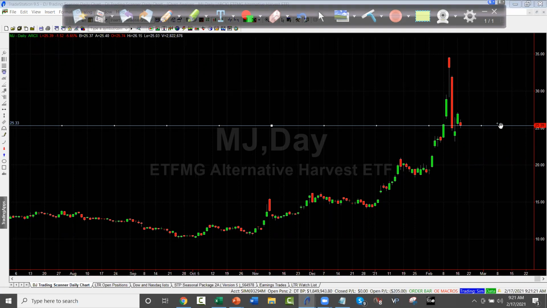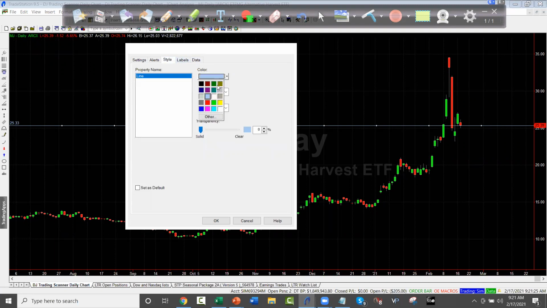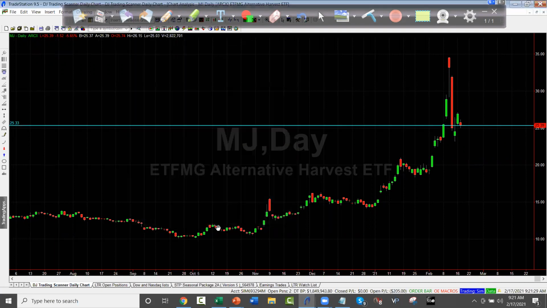So I think it's going up. I want to buy it. So I'm going to make this line. I like to mark my charts up so I can kind of see what's going on. So I use this blue line. This is where I'm going to get in.